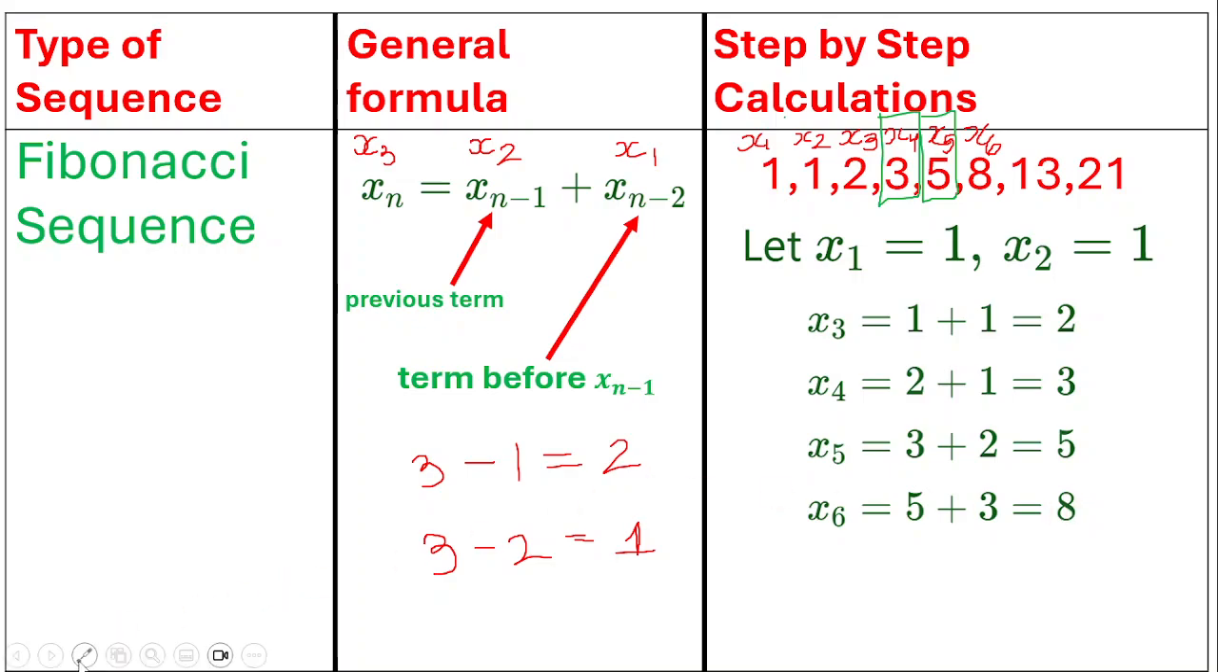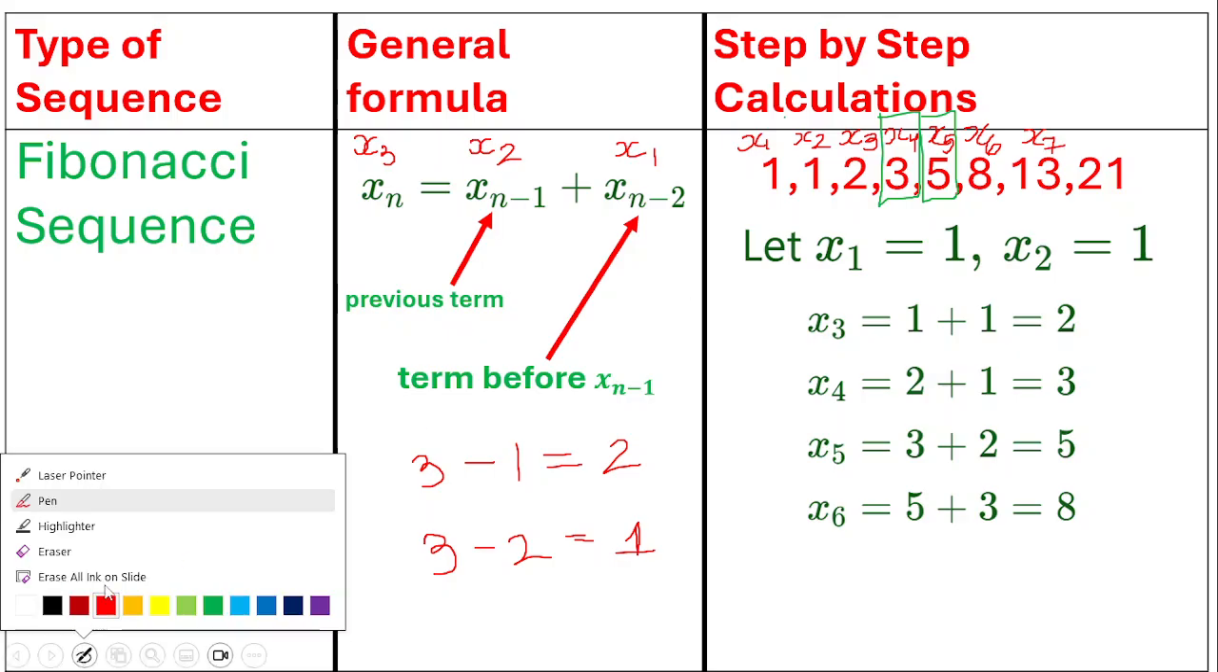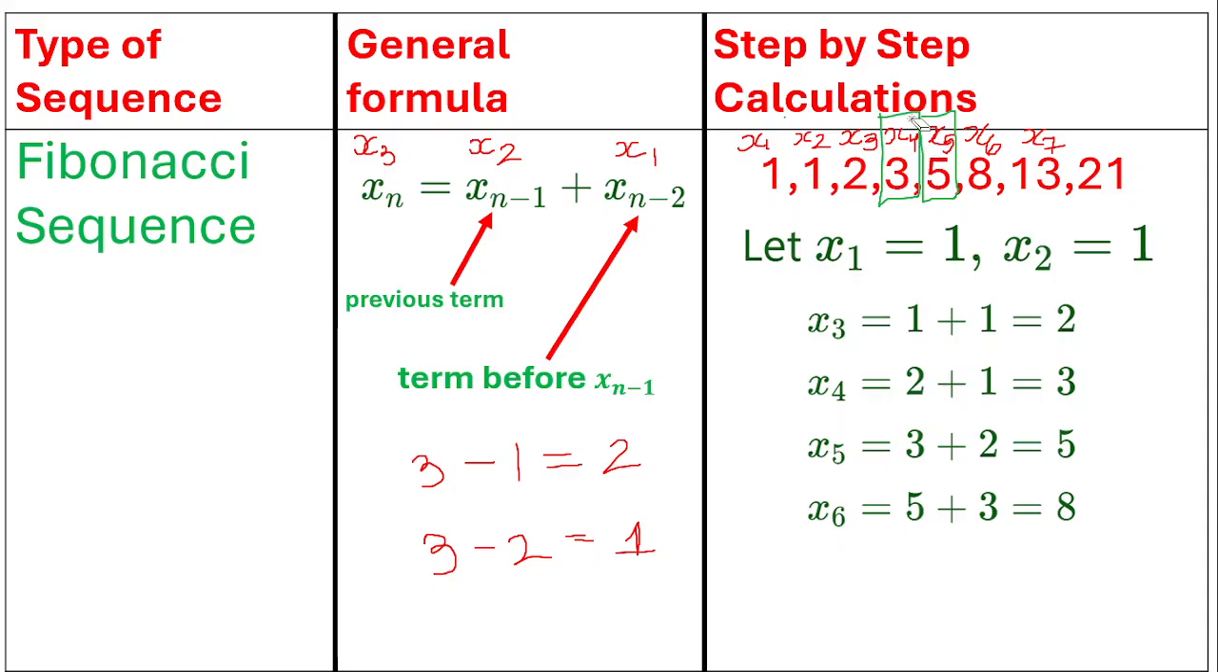Now let's do x7. In order for us to get x7, following the Fibonacci sequence, all we have to do is add the two previous terms. If this is x7, the two previous terms are x6, which is 8, and x5, which is 5. So using the Fibonacci sequence formula, x7 is going to be 8 plus 5, which gives us 13. And that's exactly what x7 is.